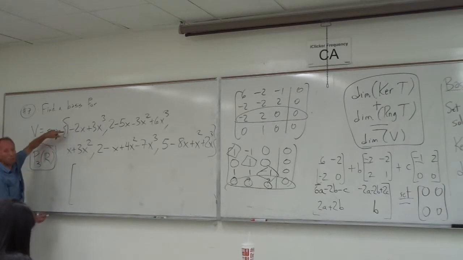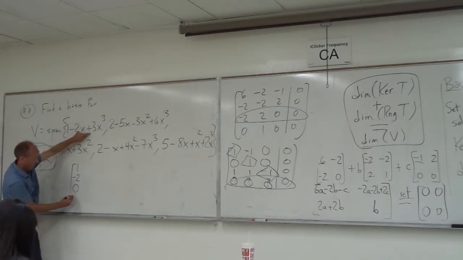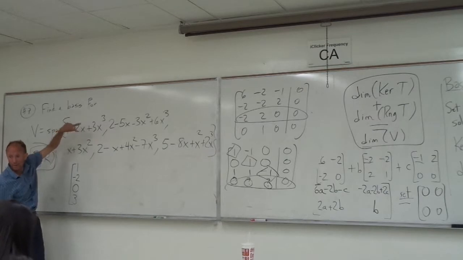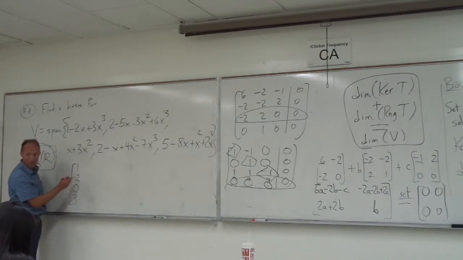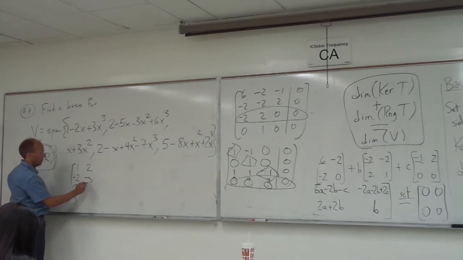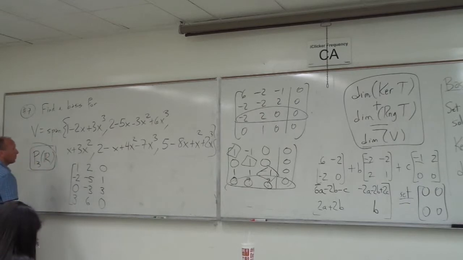Now let's be careful here. So what's the first column going to be? 1, -2, 0, and then 3. Notice there's no x squared there, right? What about the second polynomial? What's the second column going to be? Okay, good. And what about the third one? Okay, and the fourth one?